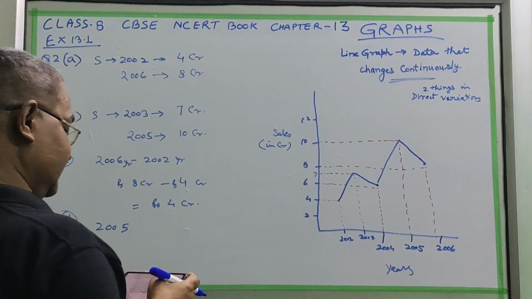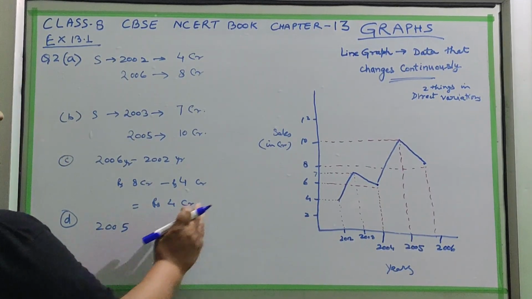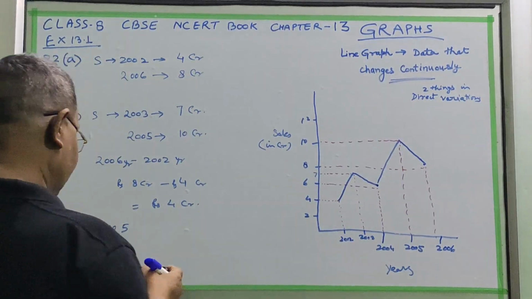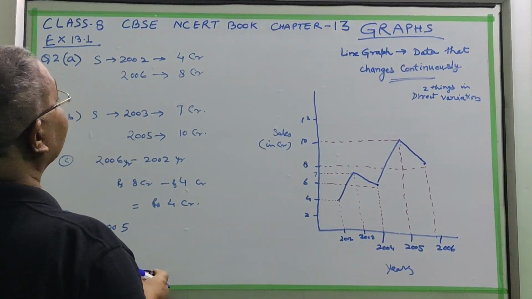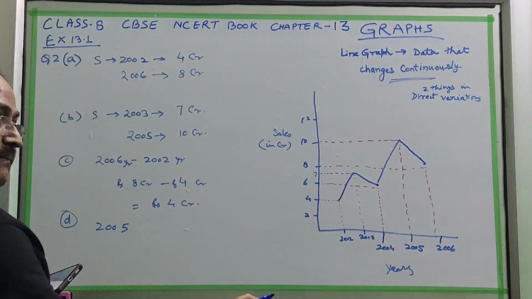So what is the difference? Sale as compared to its previous year. In 2005, the difference is too much from the previous year. Okay, so this question is over. Now I will make the graph of another question and I am coming. One minute.